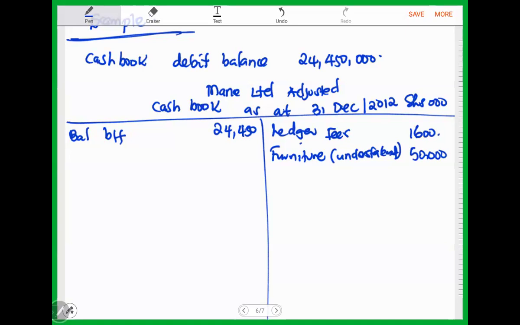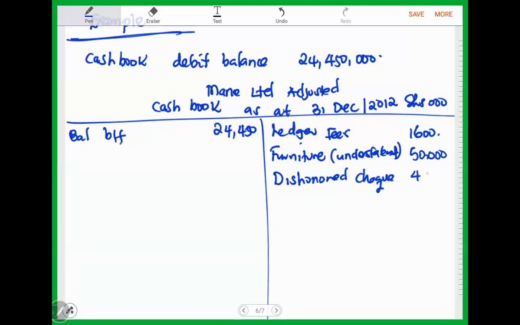A check for shillings 4.9 from a credit customer paid into the bank on the 28th December was subsequently dishonored by the bank. So we received the check and we recorded it on the debit side of the cash book that we had received. But later the bank dishonored it. And once the bank dishonors it, we also cancel out the dishonored check. When we received it in the first place, we debited. So since it has been dishonored, we are going to credit it.